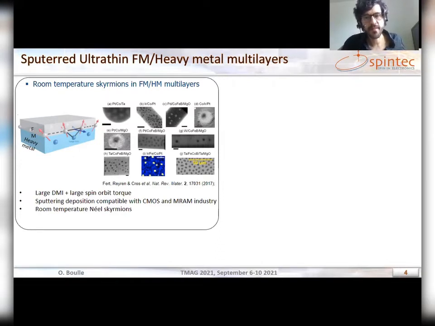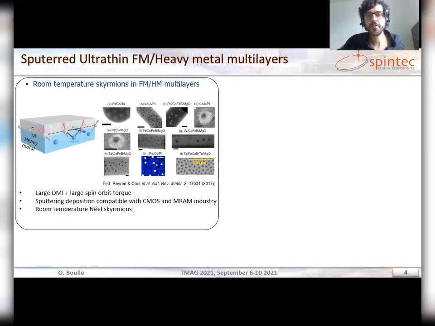This class of material combines several advantages for devices based on magnetic skyrmions. Firstly, the breaking of inversion symmetry at the ferromagnetic heavy metal interface, combined with the large spin-orbit coupling in the heavy metal, leads to a large Dzyaloshinskii-Moriya interaction combined with large spin-orbit torque, meaning efficient current-induced motion. In addition, these materials can be deposited by sputtering deposition, and they are also CMOS compatible and are commonly used in the MRAM industry.